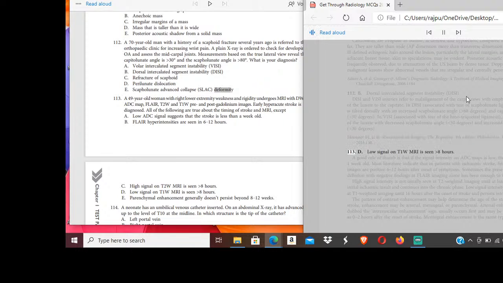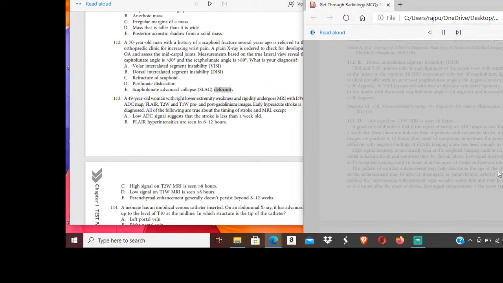113. D. Low signal on T1W MRI is seen greater than 8 hours. A good rule of thumb is that if the signal intensity on ADC maps is low, the stroke is less than 1 week old. Most literature indicates that in patients with ischemic stroke, findings on FLAIR images are positive 6-12 hours after onset of symptoms. Sometimes the presence of restricted diffusion with negative findings at FLAIR imaging alone has been enough to initiate treatment.